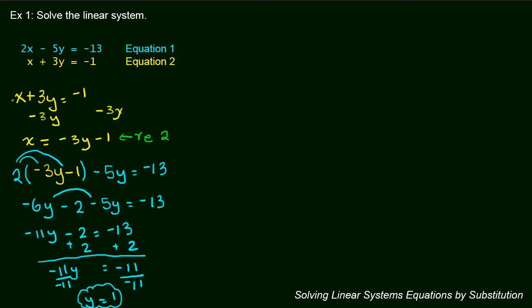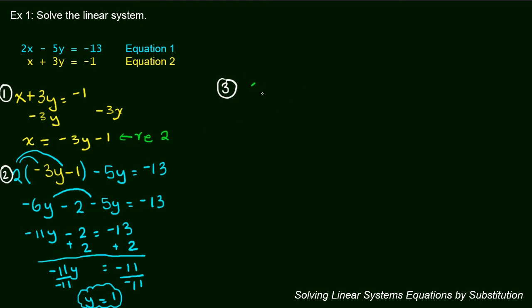Step 3 is to substitute the value obtained in step 2 into the revised equation from step 1 and solve for that variable. So let me go ahead and label our steps here. This is step 1, this is step 2, step 3. In step 3, I am going to substitute the value that I obtained in step 2 into the revised equation of step 1 and solve for this variable. So I'm going to take y equals 1, plug it into this equation, x equals negative 3 times y minus 1, and solve it for x.